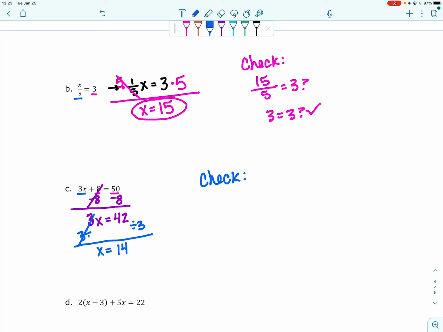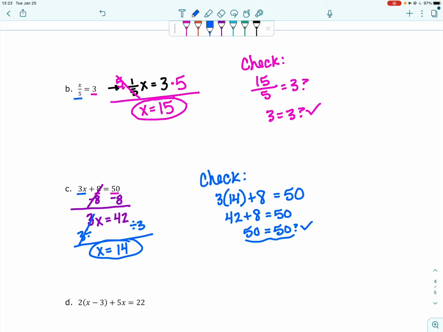So we're going to check this one. 3 times 14 plus 8 equals 50. Multiplication first. 3 times 14 is 42. 42 plus 8 is 50. Does 50 equal 50? Yes, it does. So this is the answer. If you do this check and the answer is not the same, then your x is wrong and you need to go back and recheck, redo the work and see if you get a different answer.